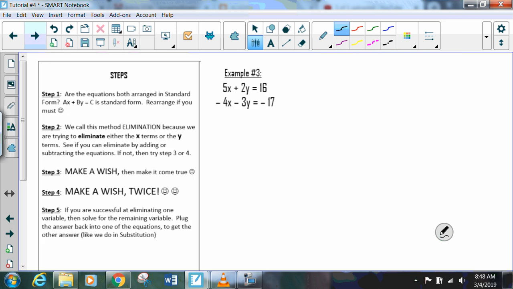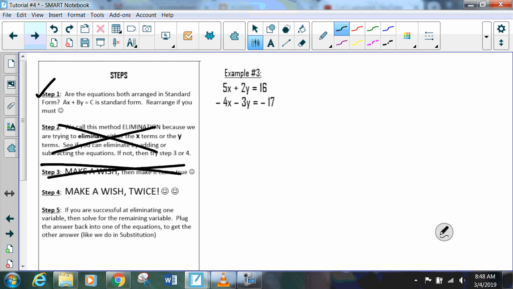All right, so here, they're all in standard form. So step 1, we don't have to do. Step 2, darn it, nothing's going to cancel out on its own, so we can't do step 2. Step 3, make a wish and make it come true. Uh-oh. I'm seeing some trouble here because I cannot make a 5 into a negative 4 by multiplying by anything, right? I can't make a 2 into a negative 3. Oh, no, step 3 is not going to work.